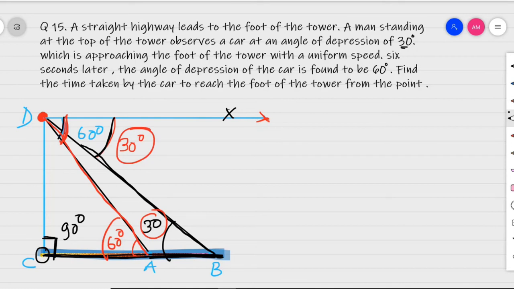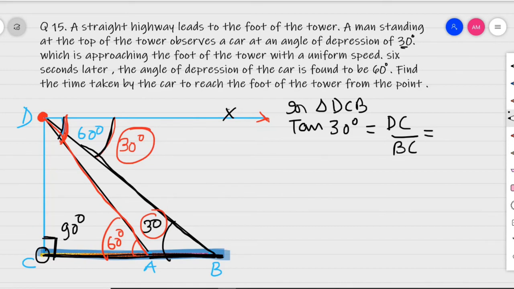Now let us take triangle DCB. In triangle DCB, tan 30 will be equal to DC divided by BC. DC is not known to you and BC is also not given. So what is tan 30? Tan 30 is 1 by root 3. So 1 by root 3 is equal to DC by BC, and from here you can say that DC is equal to BC by root 3.